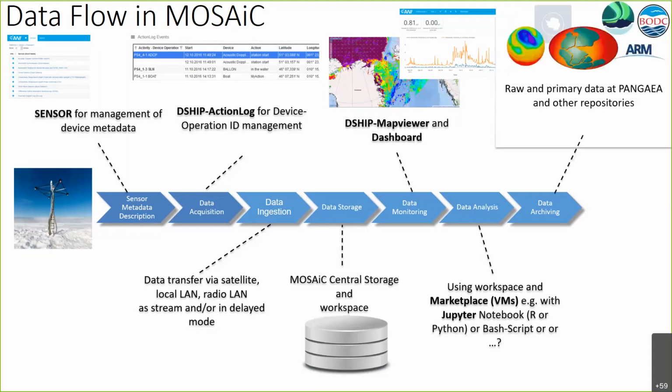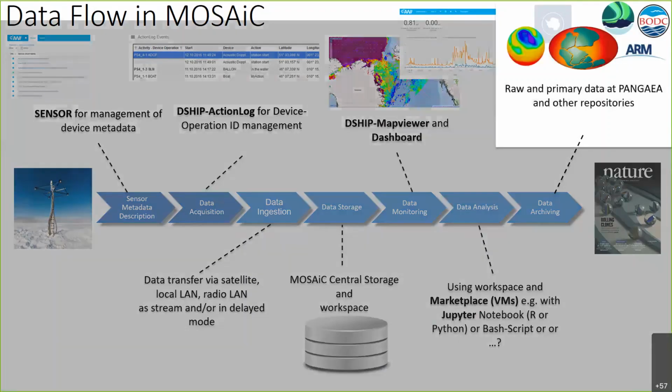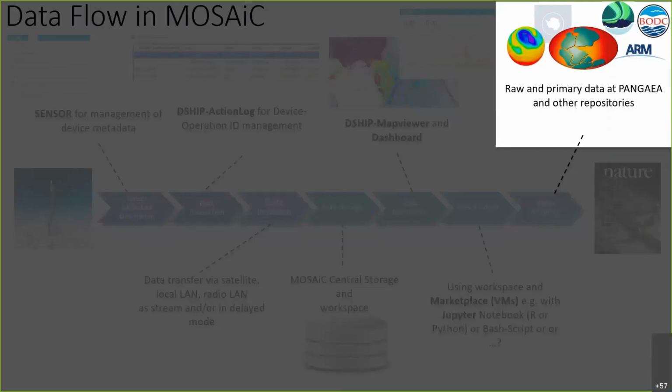But as MCS is not a permanent storage, at the end of the expedition, the raw data from platforms will be archived in PANGAEA or other repositories, as well as primary data. And primary data will have to be published by the PIs and authors in PANGAEA and other repositories. So this last part of the data flow will be the focus of my talk today. So we will be really concentrating on this last part of the data workflow.